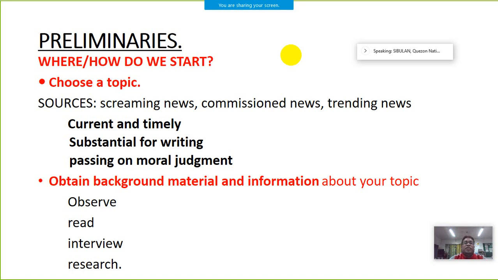So those topics must fulfill the following qualities. Must be current and timely. That is self-explanatory. When we say current, it is something that is happening right now. Timely, it's almost synonymous. It's also something which is based on recent time. Substantial for writing. So in other words, it must be something easy to write about.